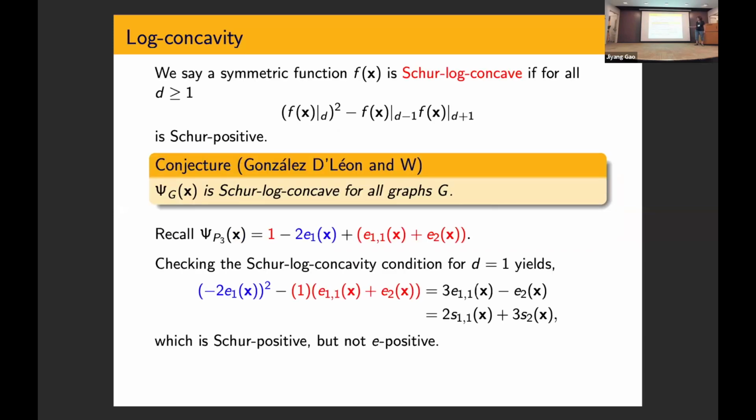So let's recall that this is when we have the path. We have this as our chromatic symmetric function. And we can check the Schur log concavity condition: we square this and subtract off this times this, and we get that. That's not E positive, but it is Schur positive. Not a lot of evidence. We checked this up to n equals 7, but maybe that's small.